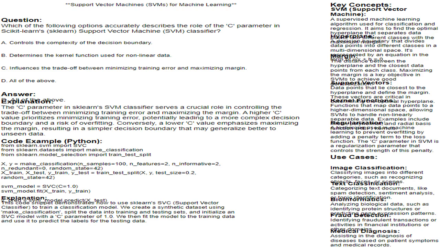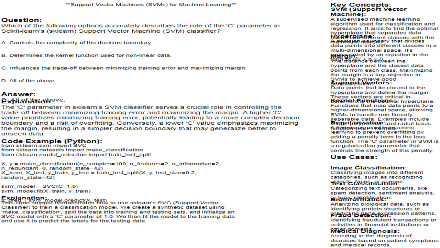A higher C value prioritizes minimizing training error, potentially leading to a more complex decision boundary and a risk of overfitting. Conversely, a lower C value emphasizes maximizing the margin, resulting in a simpler decision boundary that may generalize better to unseen data. Correct. The kernel function is selected independently from the C parameter.